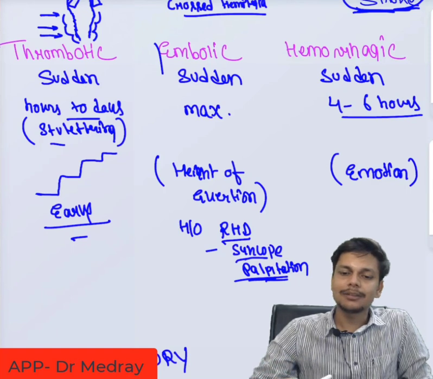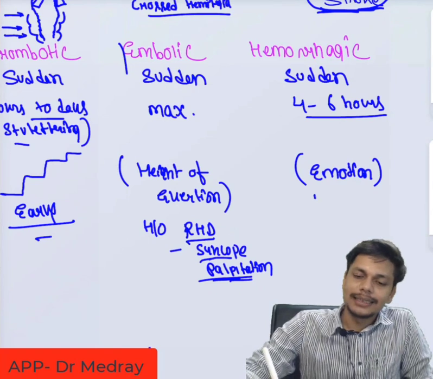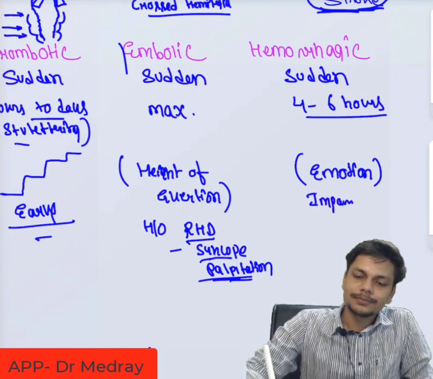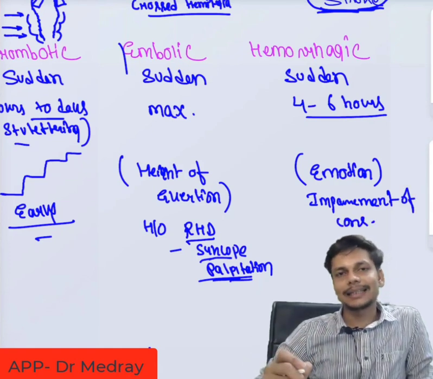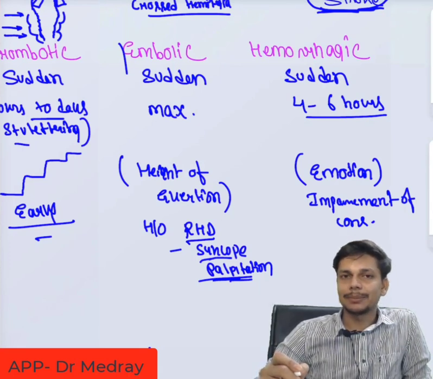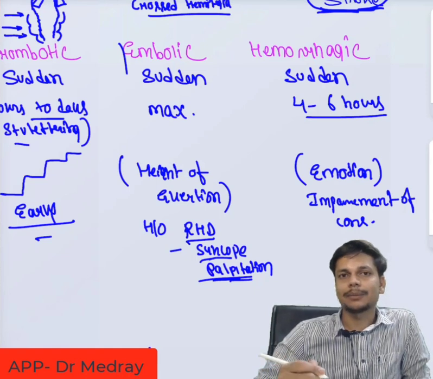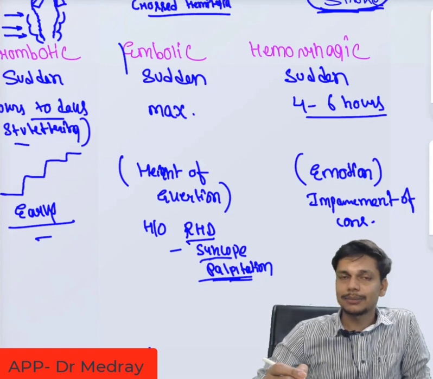Then in a patient of hemorrhagic stroke, usually there is loss of consciousness, or there is impairment of consciousness because of increase in intracranial pressure. There will be signs of raised intracranial pressure early in a patient of hemorrhagic stroke. The patient might have vomiting, headache, seizure, loss of consciousness. So these are all the features of hemorrhagic stroke, the signs of raised ICT. The patient might have headache, vomiting, convulsion, everything.